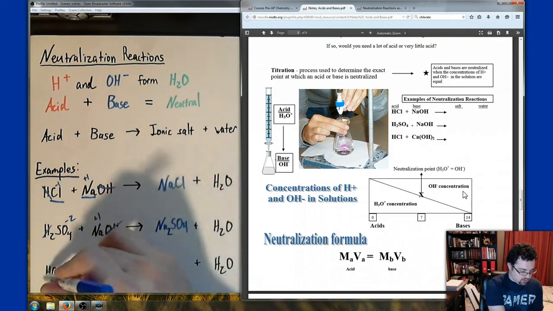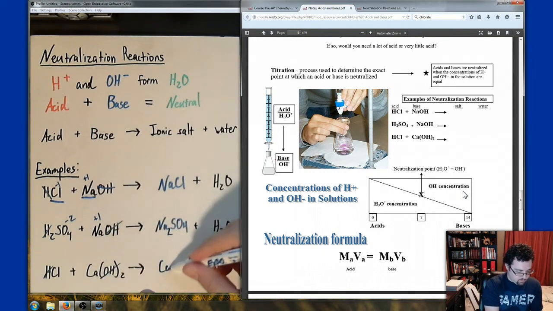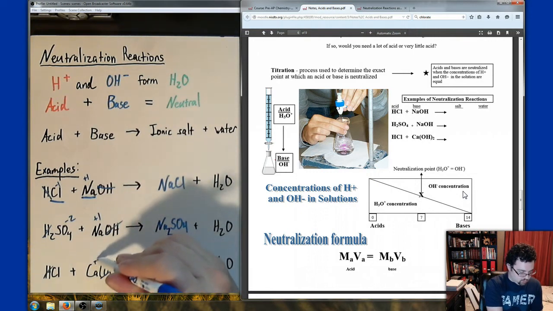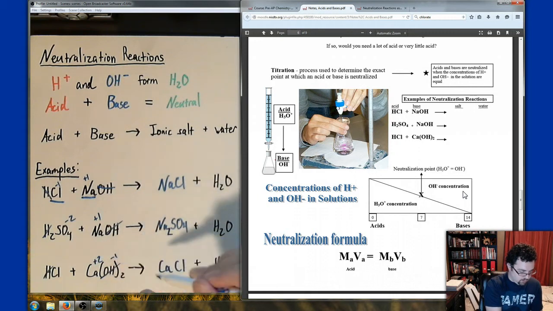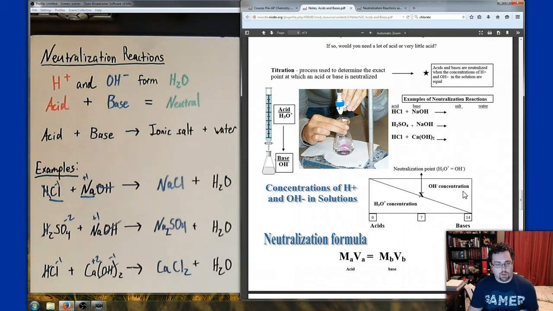On this last one, we've got hydrochloric acid and calcium hydroxide. The OH's and the H will make the water, so it's going to be calcium and chlorine. I can see that this calcium is a positive 2 because it took 2 hydroxides, which have a negative 1, to balance out. Since chlorine is also a negative 1, it's going to take 2 chlorines to balance out that calcium. So CaCl2 is the ionic salt for that one. Okay, so this is how neutralization reactions work.